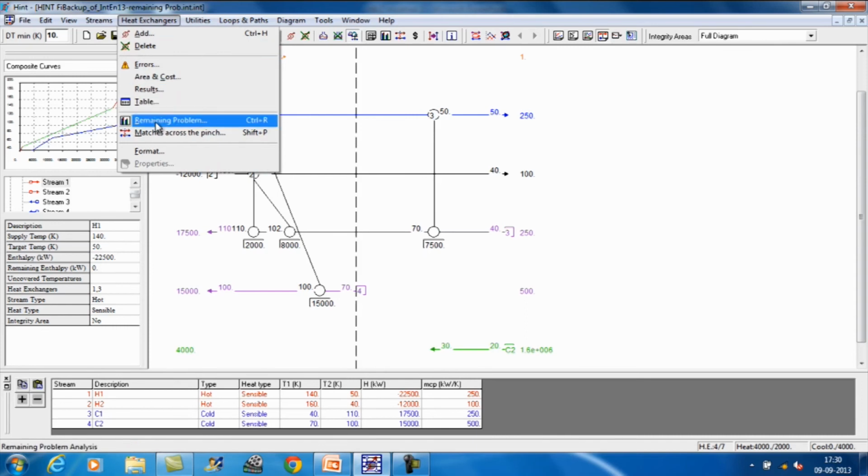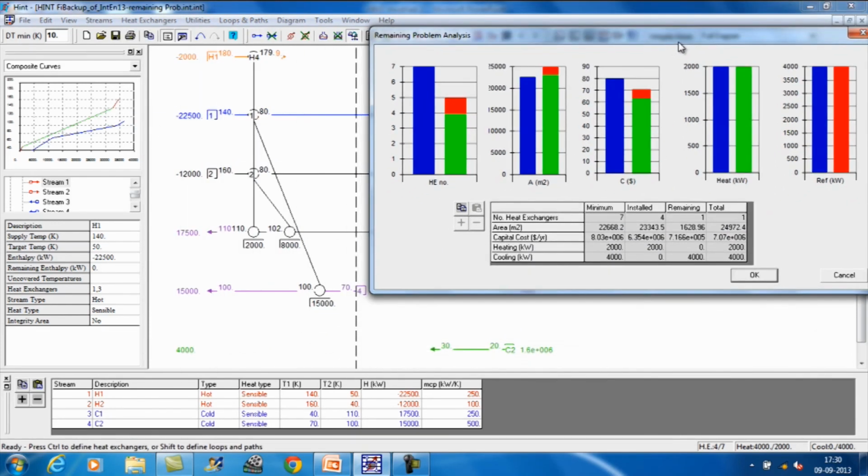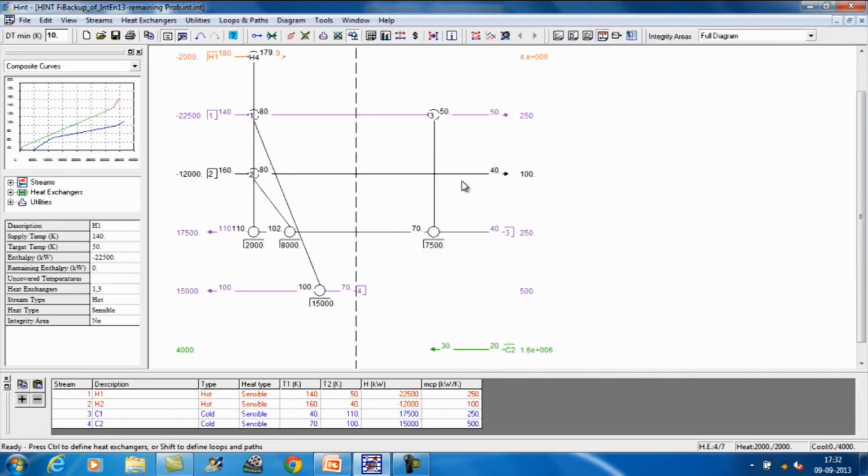Now, if I run the remaining problem analysis, it says that we have already loaded 4 heat exchangers, and one heat exchanger is left, and the area has become 2409.72.4. Now, we put the last heat exchanger, which is C5, which is between the cold stream and this stream number 2.